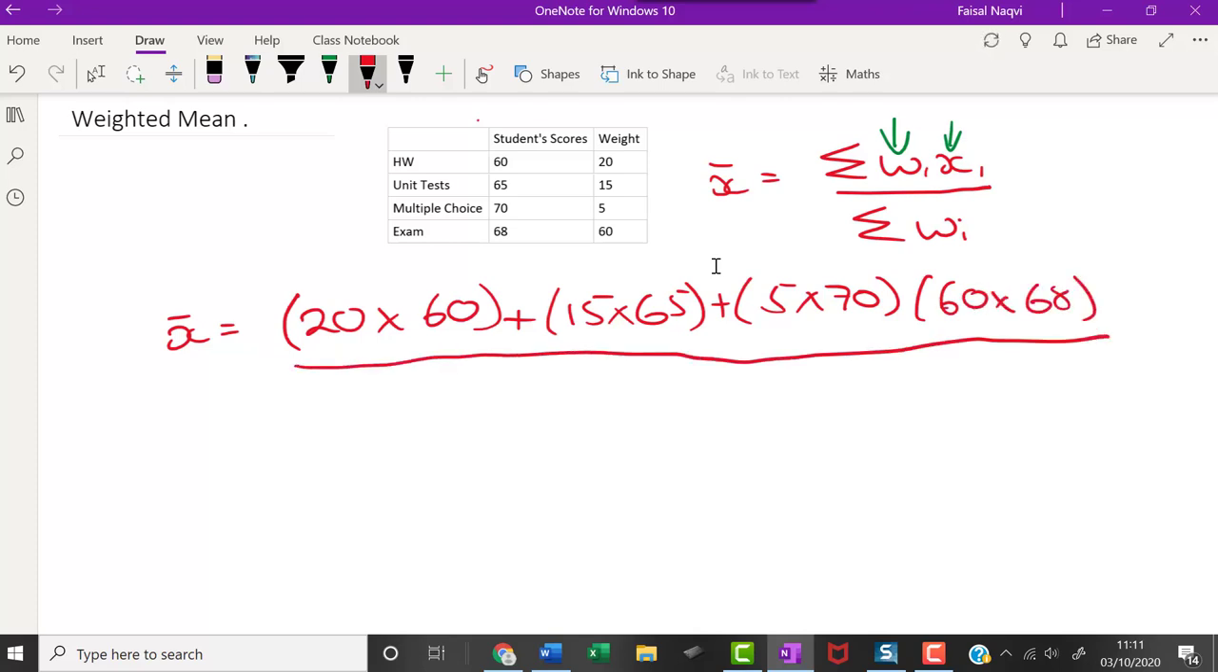All of this is divided by the total of the weights. So that's 20 plus 15 plus 5 plus 60, which totals 100. So the sum of all my weights is 100. If I put that into the calculator, I get 66.05. So that is the weighted mean or the weighted average.